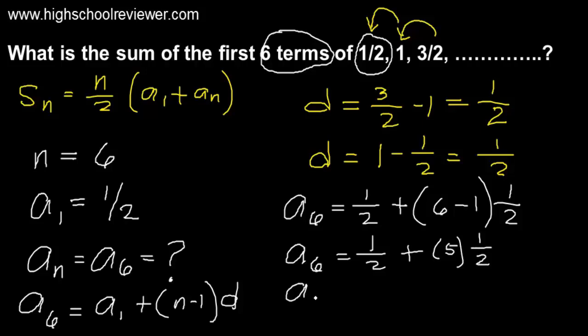So our a sub 6 here will be equal to 1 over 2 plus 5 multiplied by 1, that is 5 over 2. And if we add this, we will just copy the denominator, and then 1 plus 5 equals 6. So our a sub 6 is positive 3. We can now find the S sub n, or S sub 6.